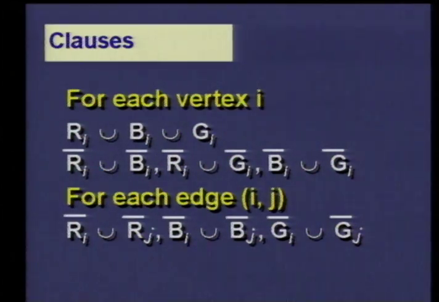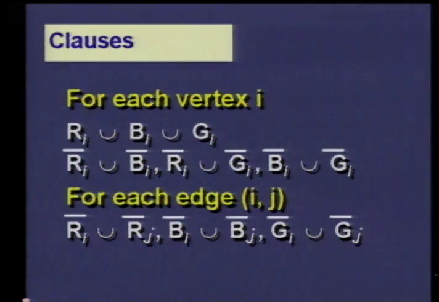The other clauses that we have to write express the condition that two adjacent vertices must not get the same color. So we look at each edge of the graph, ij, and we write three clauses for that edge. The first one, not r sub i or not r sub j, says that either i is not red or j is not red. In other words, i and j don't both get colored red. That would be a violation of the coloring conditions. And the other clauses similarly say that the two adjacent vertices i and j are not both blue and are not both green.